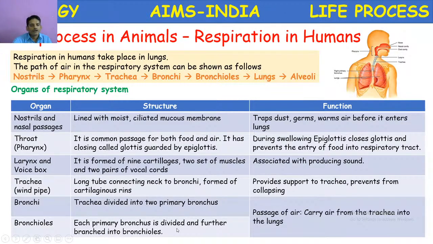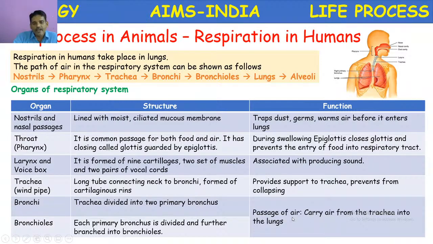Okay. Next, the bronchi. Bronchi are the branches of the trachea. The trachea divides into two, the left bronchus and the right bronchus. Bronchi is the plural term, and we call the singular bronchus. Then these bronchi are further divided into small tubes called bronchioles. These bronchioles open internally into alveoli or air sacs, where the exchange of gases takes place.